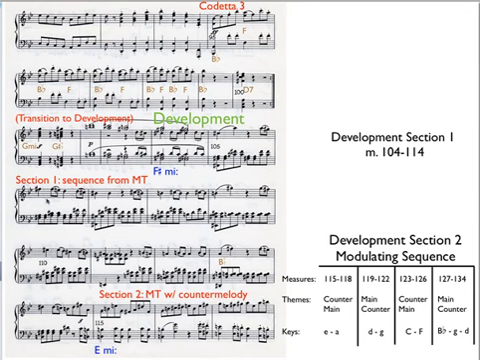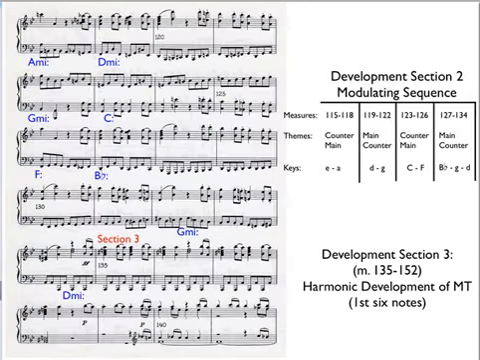Section 1 is from the main theme. Section 2 is also from the main theme, and now in the key of E minor with a counter melody. And then he bounces around keys like crazy, which is what you do in a development section. Section 3 starts down here, measure 135, and we are in D minor at this point, and it still is developing mostly the main theme.